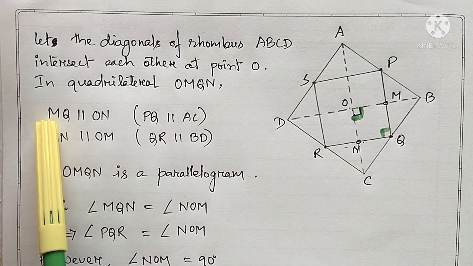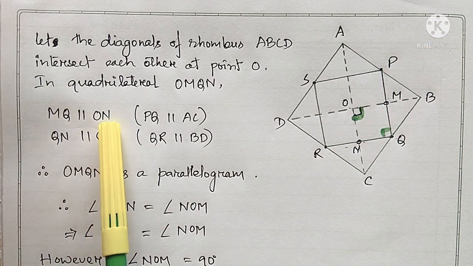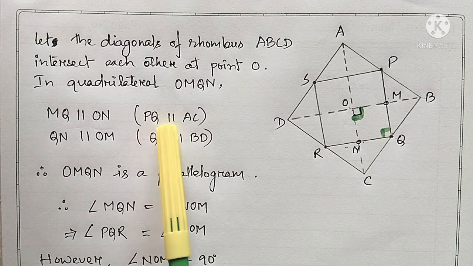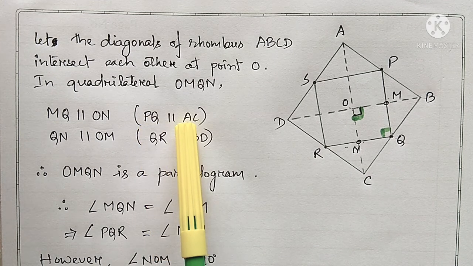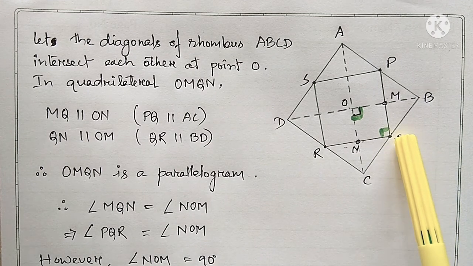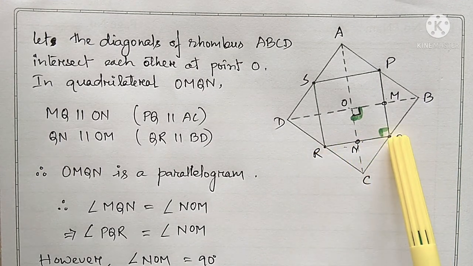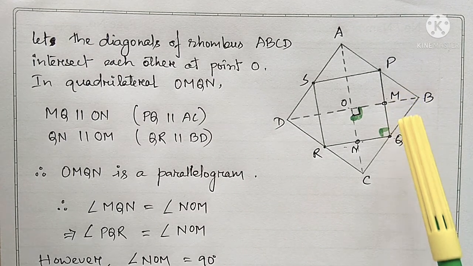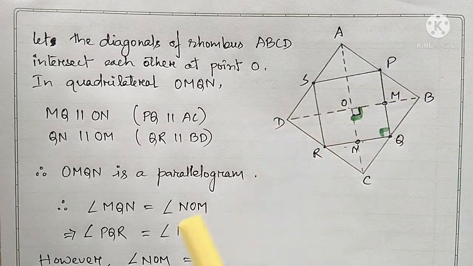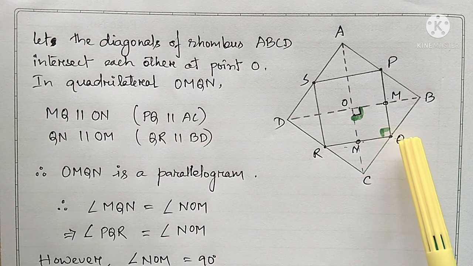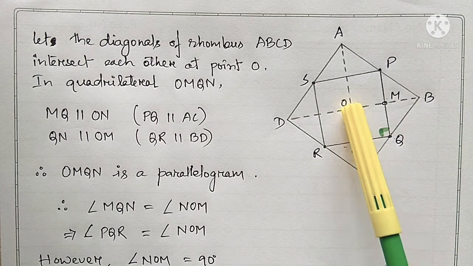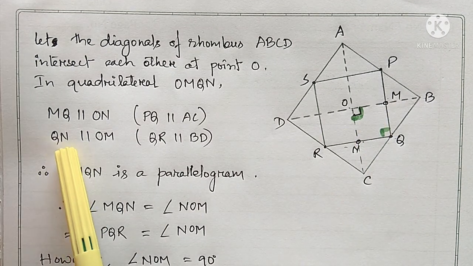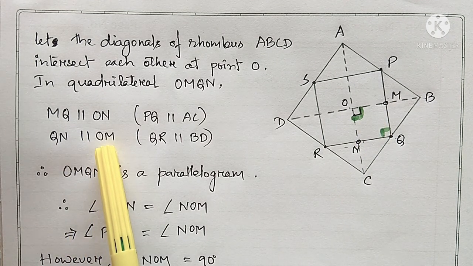So that's why the first one is written here: MQ parallel to OM. Similarly, the other one, QR. QR is parallel to BD, isn't it? If QR is parallel to BD, then what can we say? QN is also parallel to OM, isn't it? So that's why the second one is written here: QN is parallel to OM.